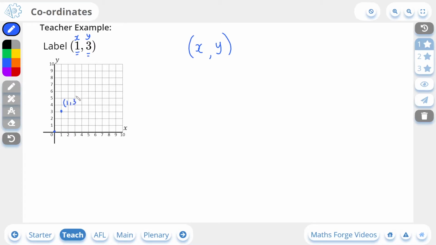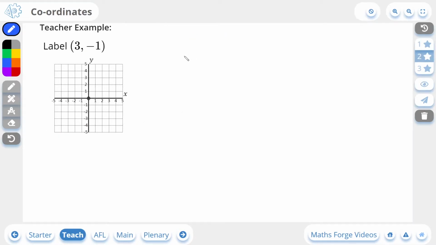We went 1 in the x direction and 3 upwards in the y direction. And if we check our answer, there it is. There's a red cross there. Now let's do a 2-star example.